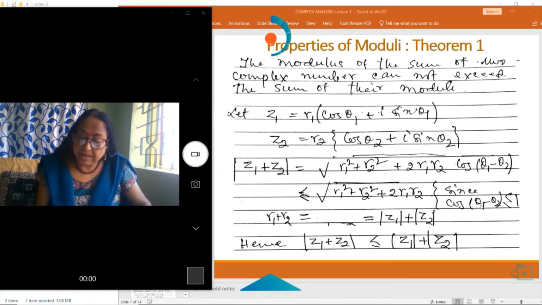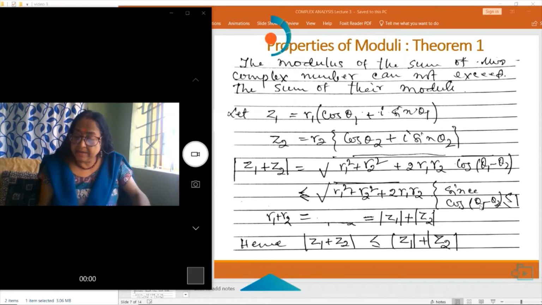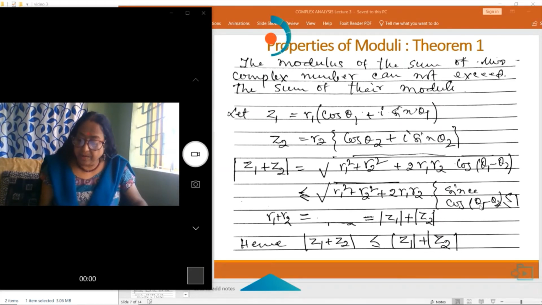properties of modulus. The modulus of the sum theorem: the modulus of the sum of two complex numbers cannot exceed the sum of their moduli. That is, if z1 is equal to r1 (cos theta 1 plus i sin theta 1), and z2 is equal to r2 (cos theta 2 plus i sin theta 2), then we have to prove that modulus of z1 plus z2 is less than or equal to modulus of z1 plus modulus of z2.